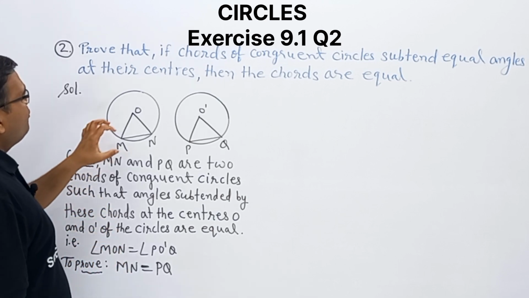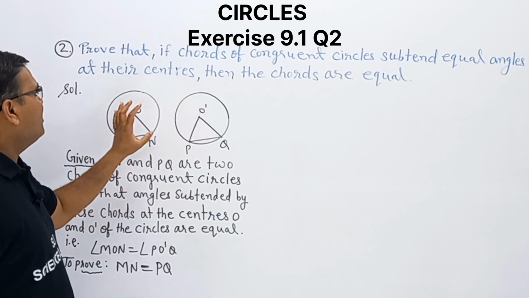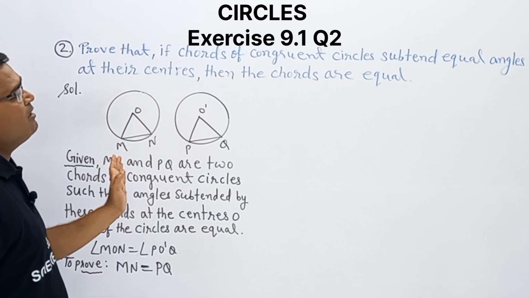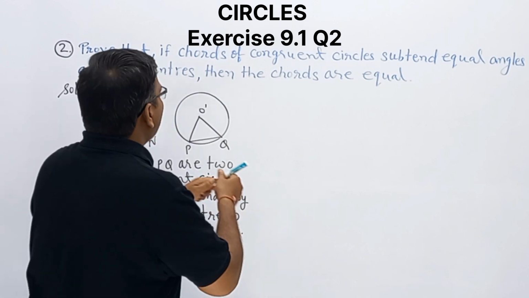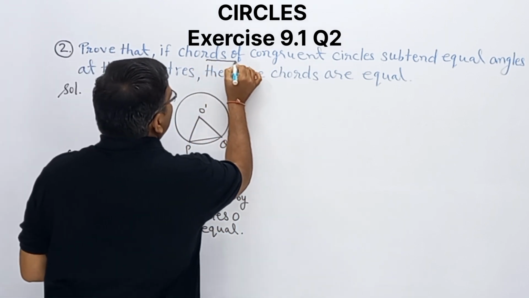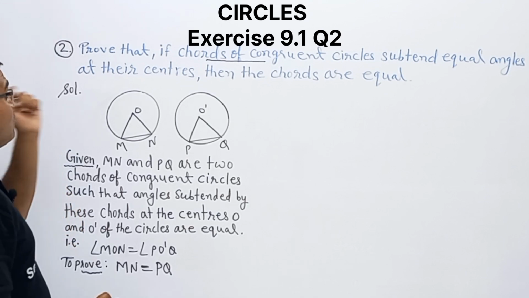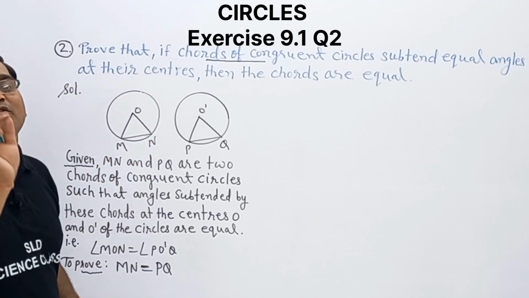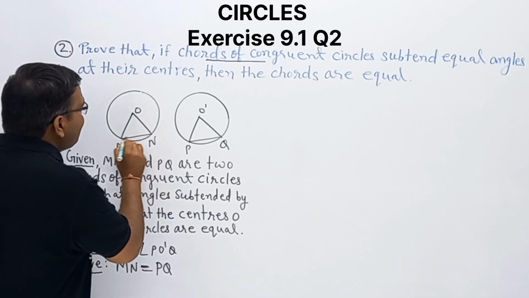Observe this one. We are having two congruent circles. Congruent means both circles are equal in shape and size. If chords of congruent circles, observe this one. What are chords? We studied already. A chord is the line segment joining two points on the circumference of a circle.